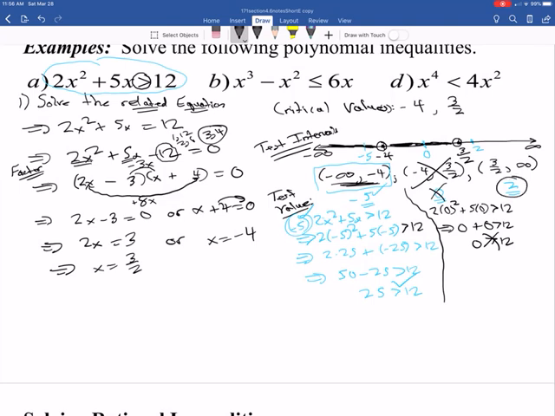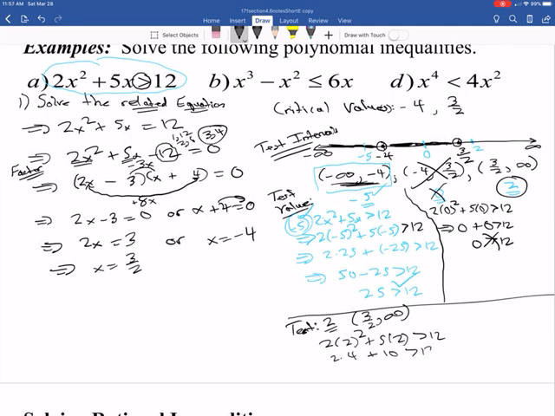And then our last check, let's go to our last interval. Let's test with 2. Our test number is 2, and we're testing the interval of 3/2 to infinity. As we plug that in, that's 2 times 2 squared plus 5 times 2. Is it greater than 12? 2 times 2 squared is 2 times 4, plus 10. That's 8 plus 10, which is 18. Greater than 12? True, 18 is greater than 12. So it works, and we need to include that interval in the solution set. So we've solved our polynomial inequality.